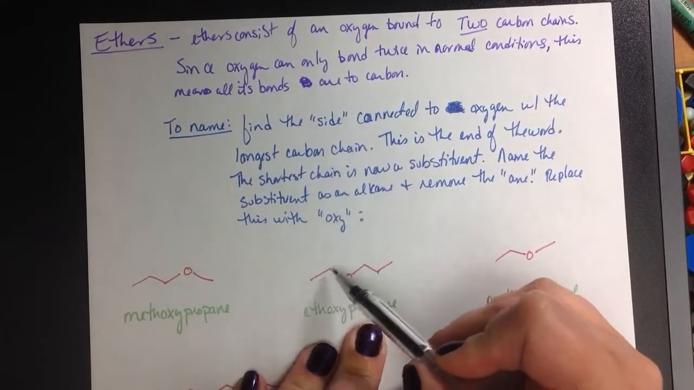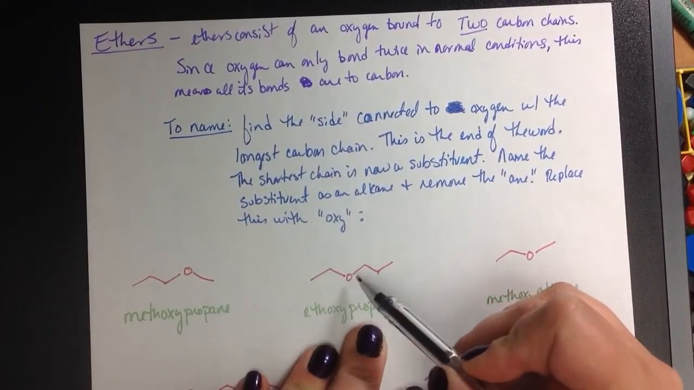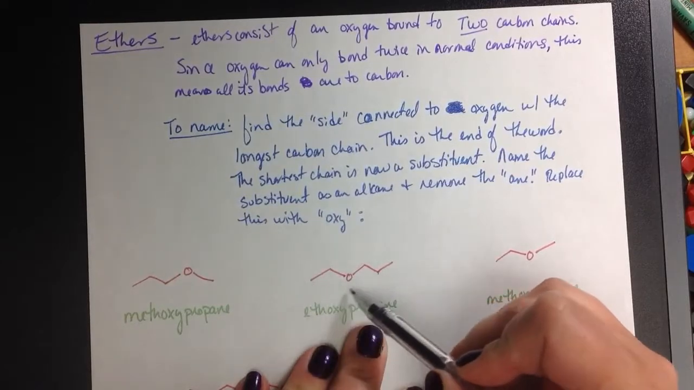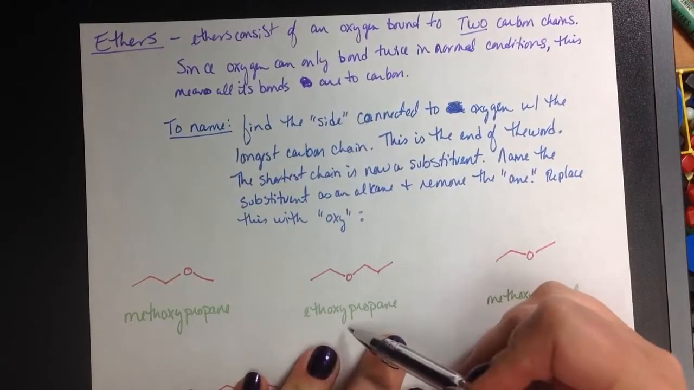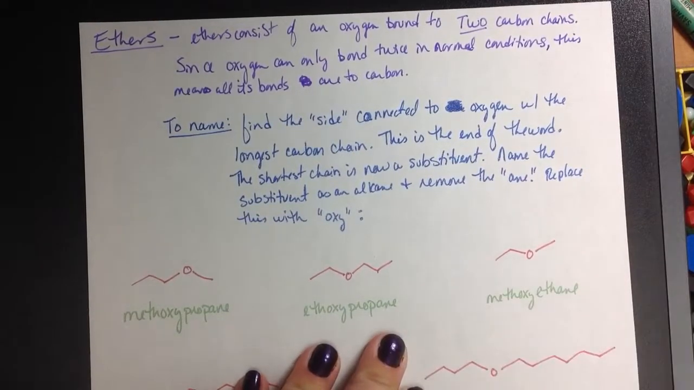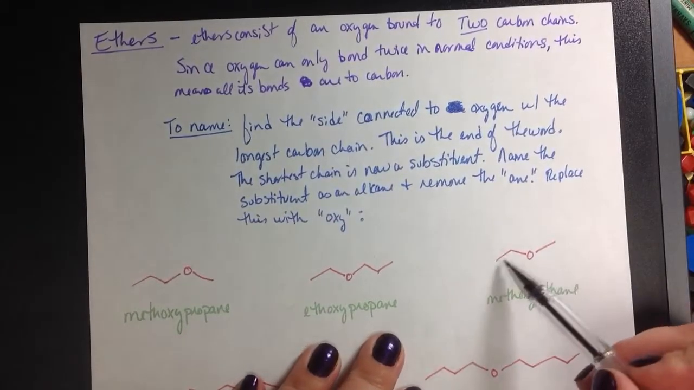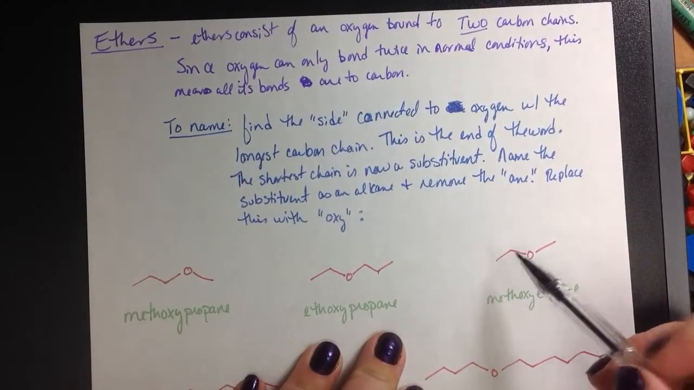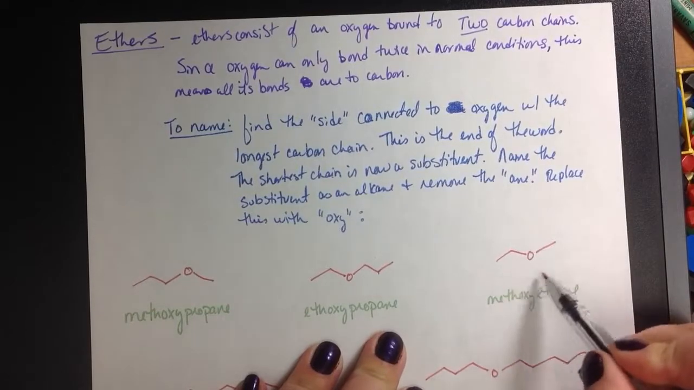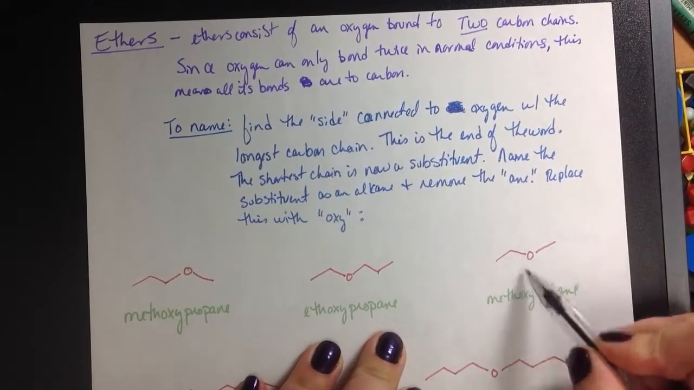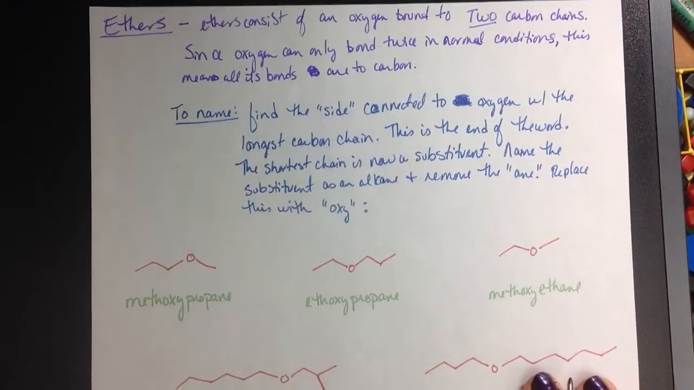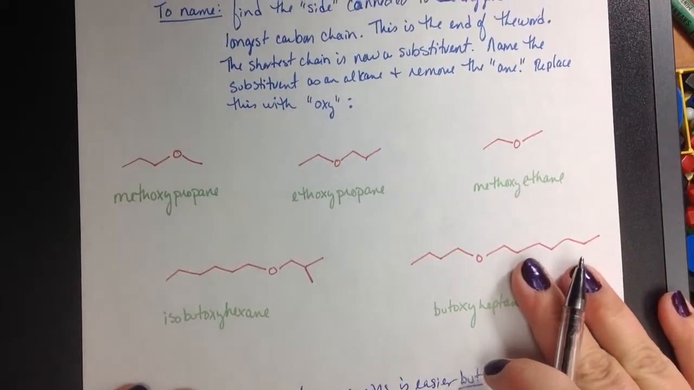So that gets the end of the word. There's 2 carbons here. That would be an ethane, but since it's attached to an oxygen, this is considered a substituent. That's ethoxy. Here, ethane is the longest chain, and this would be a methoxy substituent. These can get more complicated though, right? Okay.